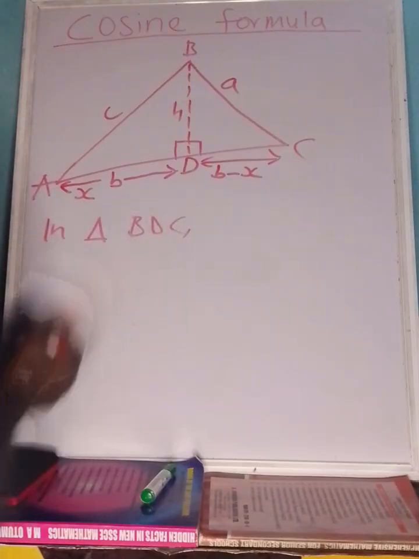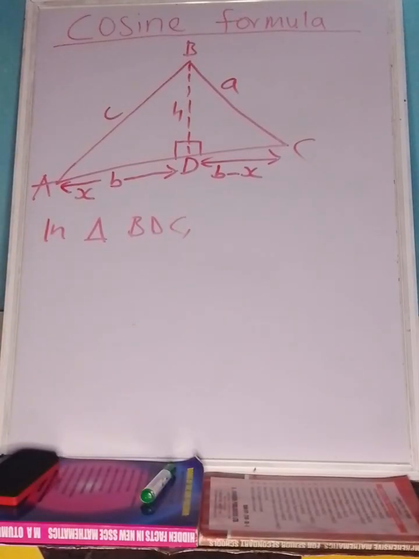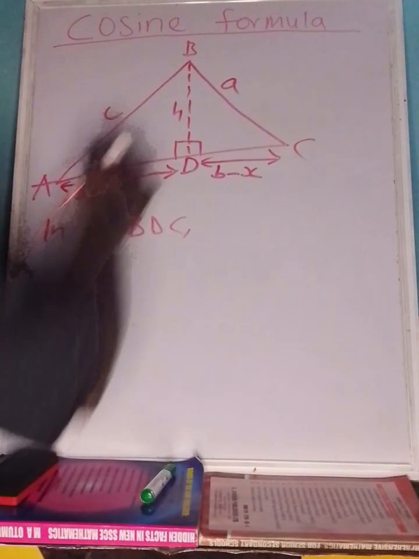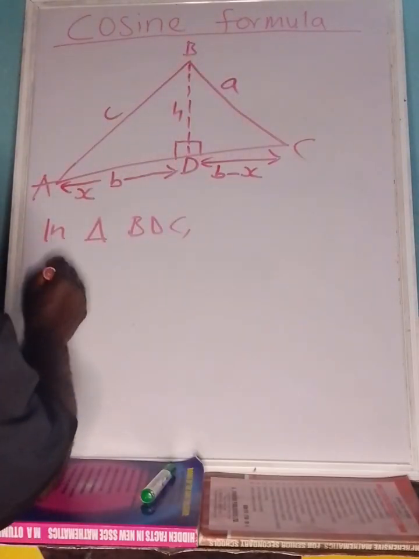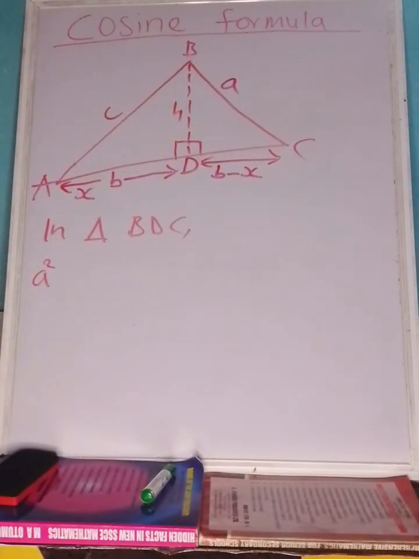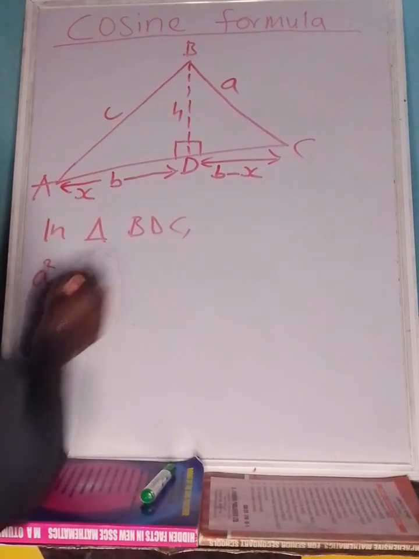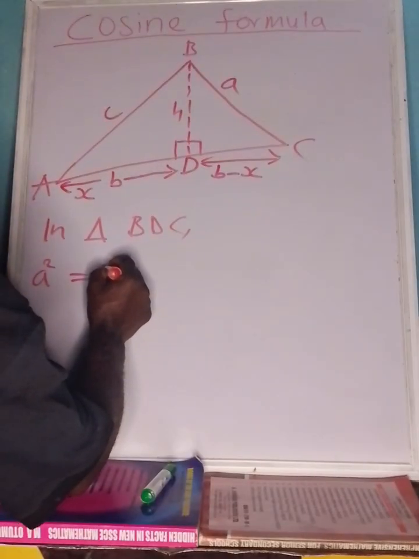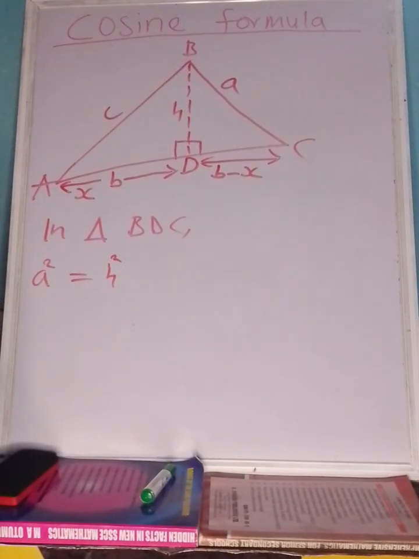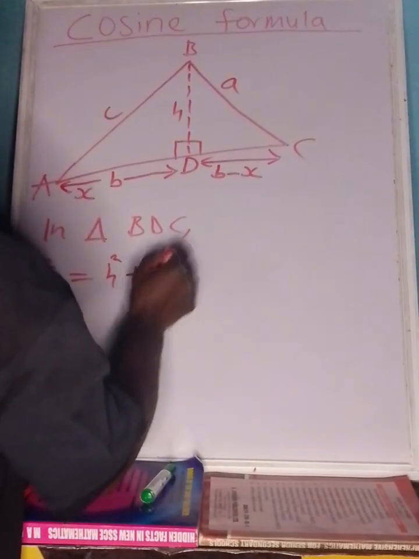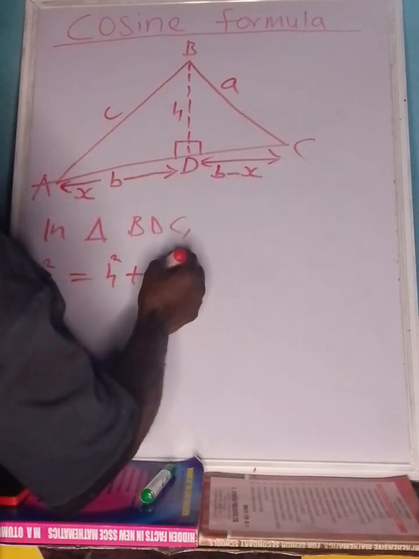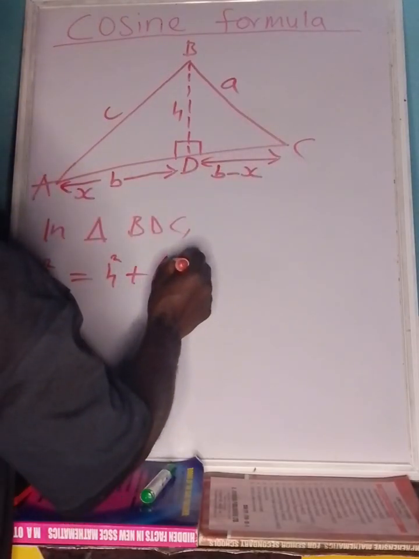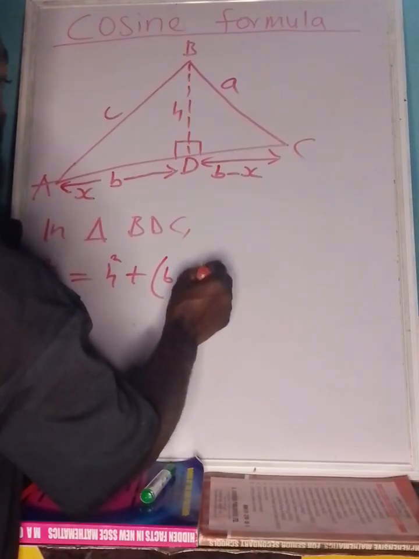You understand? In triangle BDC, what do we have? Remember, this is the hypotenuse side. Our hypotenuse side, which the square of hypotenuse side is equal to what? Is equal to the square of our h. Remember, this is our h here. And this is the base length. The base length now is what? The square of base length. Our base length is b minus x, and it should be in square.